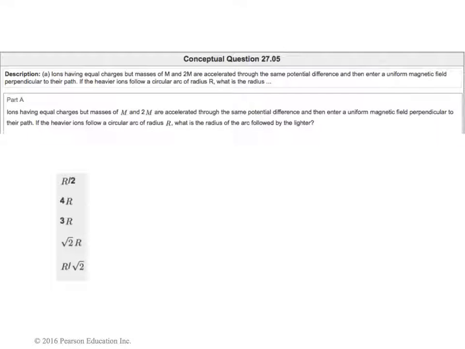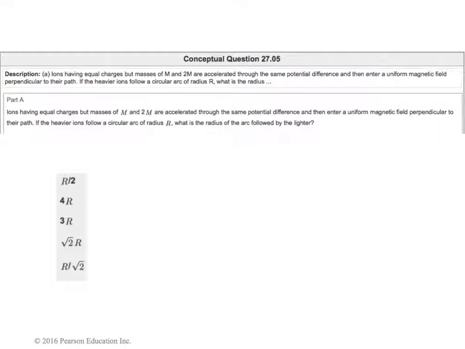Okay, so in our problem, for this conceptual question, we're talking about ions, and they're accelerated through a potential difference, and then they go into a magnetic field. And basically, we want to compare the radius of the two different masses. How do they compare? The first thing that I wanted to talk about was the idea of the potential difference and what relevance it has to us.